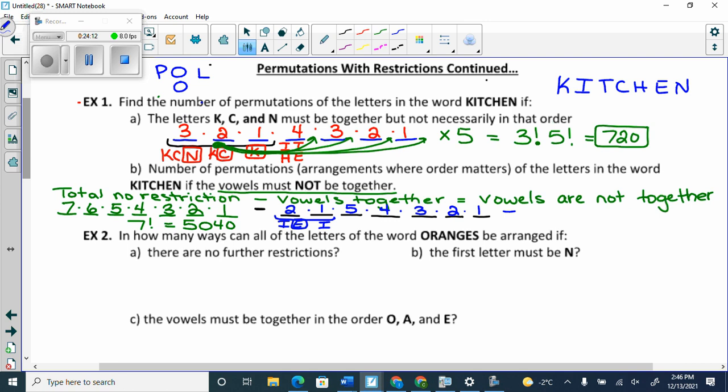Am I done? Oopsies. That would be vowels together at the front. Is that what I said? Anywhere. I want vowels together anywhere. So how many ways can this happen? How many ways can I move this? 6. It's always one more than this number, but I'll prove it. 1, 2, 3, 4, 5, 6.